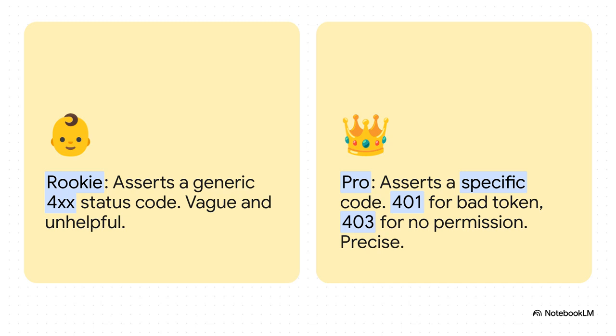The rookie just checks for any 400-level error, but that tells you almost nothing. Did it fail because of a bad token or because of permissions? Who knows? The Pro asserts the specific error code. A 401 unauthorized means your authentication check works. A 403 forbidden means your authorization check works. See the difference? That precision is everything.